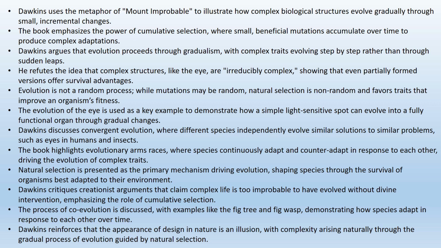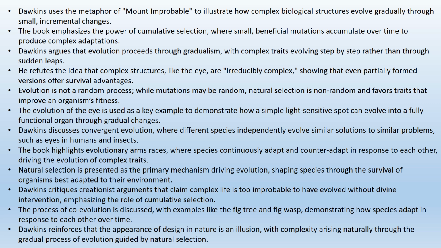Dawkins discusses the evolution of eyes in various species, showing that different types of eyes have evolved independently in different lineages, a process known as convergent evolution. For example, the camera-type eye of humans and the compound eyes of insects evolved separately but serve similar functions. This demonstrates how natural selection can produce similar solutions to the same problem in different species, further emphasizing the non-randomness of the evolutionary process.